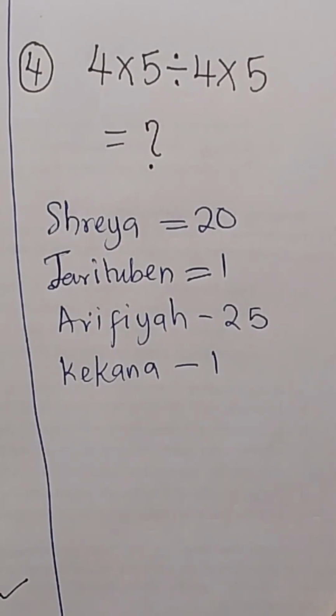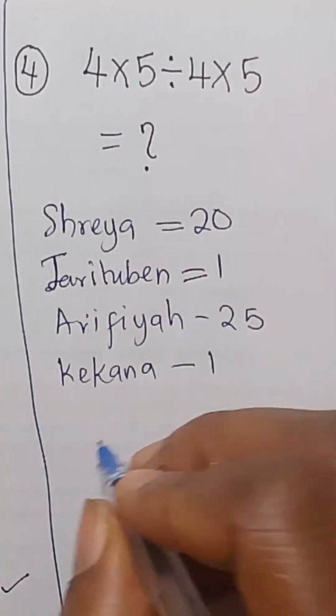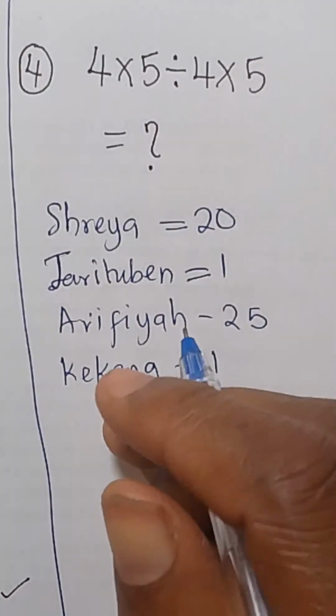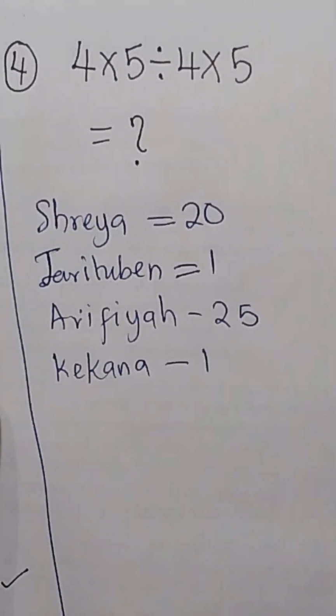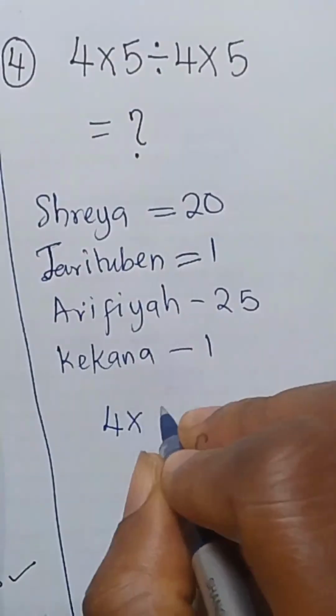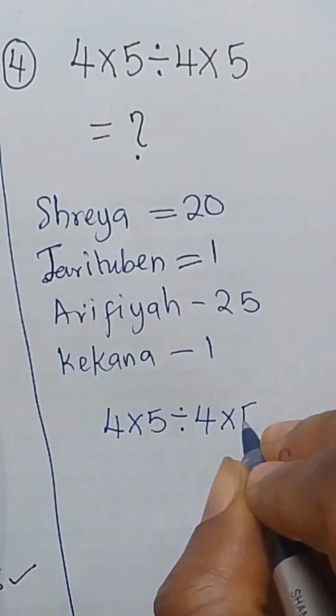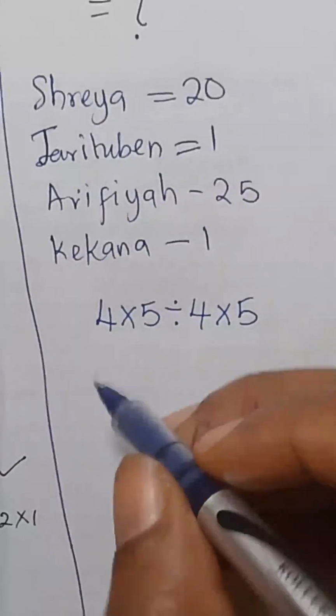Okay, so we've gotten 4 answers. Let me quickly solve it. All right. So the question says, we are given 4 times 5 divided by 4 multiplied by 5. So this is our question and we are going to solve it.